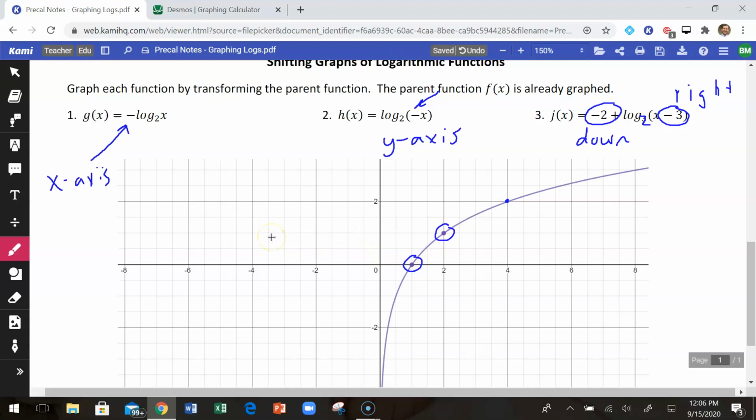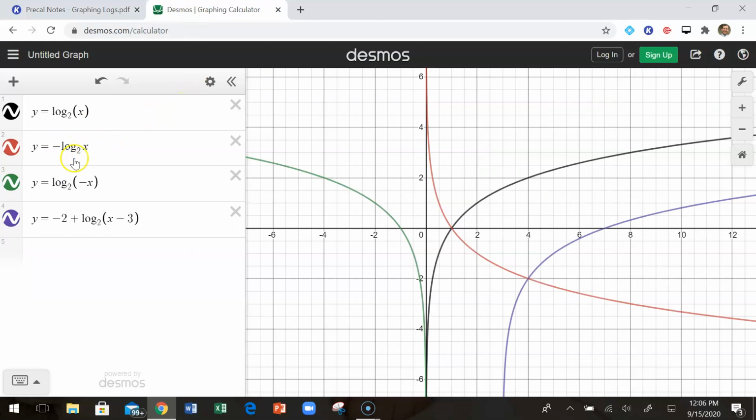So I've graphed these in Desmos. It's just easier to do it that way. So log base 2 of x is the black function here. That's the initial one that we graphed. Negative log base 2 of x, that's our red one. That is the reflection over the x-axis. You can see that the black graph and the red graph are reflections of each other about the x-axis. Again, my vertical asymptote here is still the y-axis, or x equals 0.